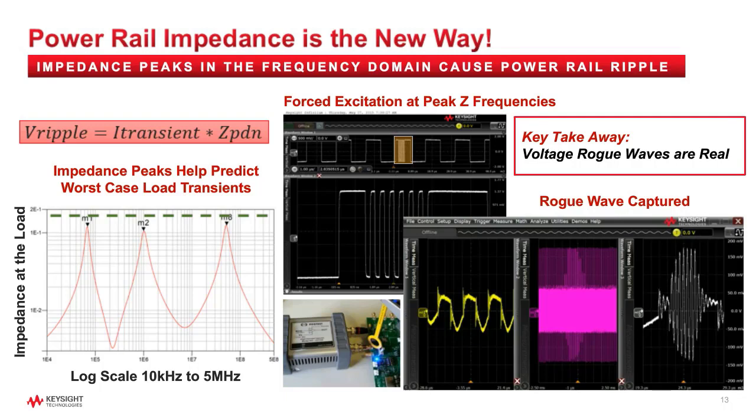Rogue voltage waves do exist, and here you can see one that Steve Sandler, an expert in the power integrity industry, captured with an oscilloscope measurement. The probability may be very low, but most of us flying on airplanes or riding in the next generation of autonomous self-driving cars don't want to take a chance on rogue voltage waves.